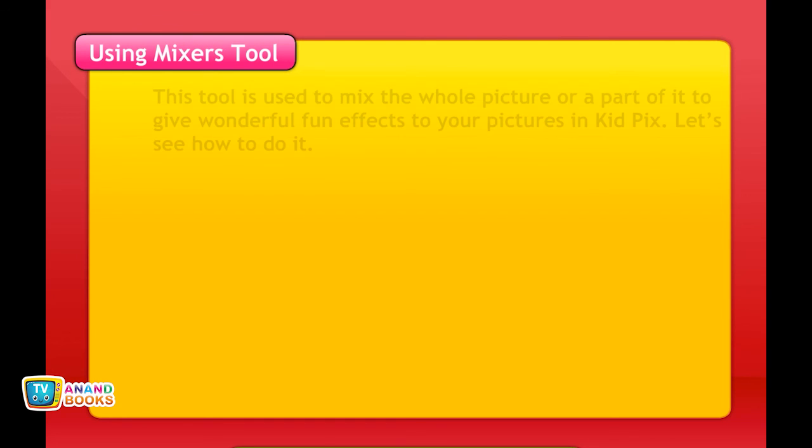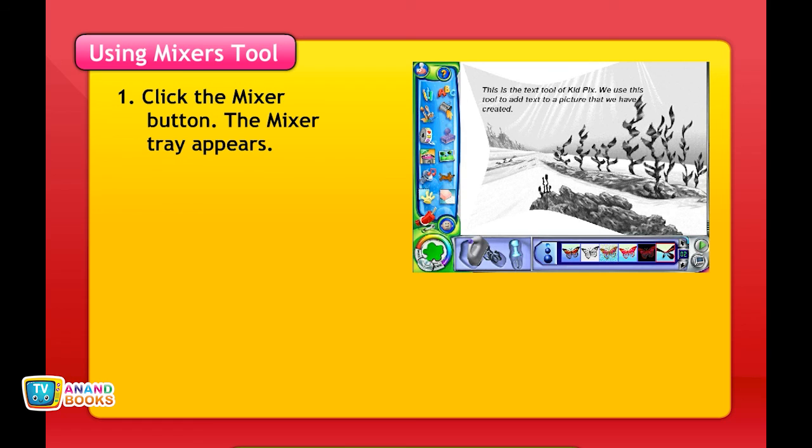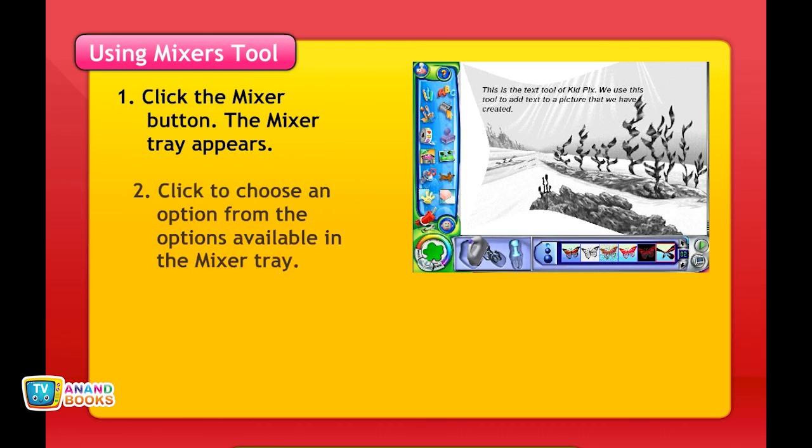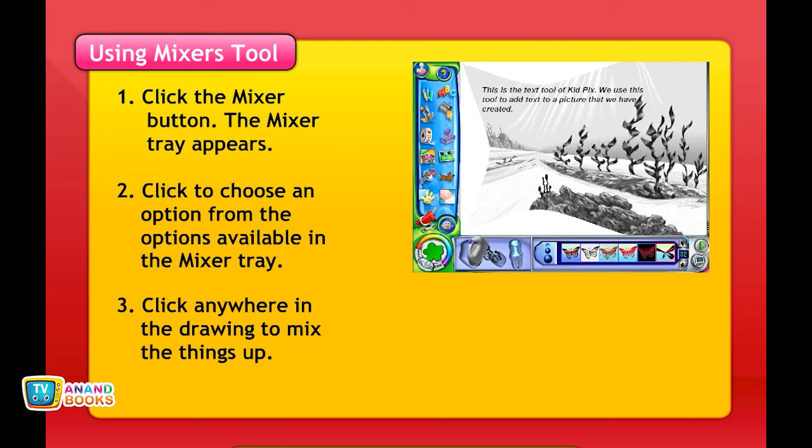Using the Mixer tool. This tool is used to mix the whole picture or a part of it to give wonderful fun effects to our pictures in KitPix. Let's see how to do it. 1. Click the mixer button. The mixer tray appears. 2. Click to choose an option from the options available in the mixer tray. 3. Click anywhere in the drawing to mix the things up.